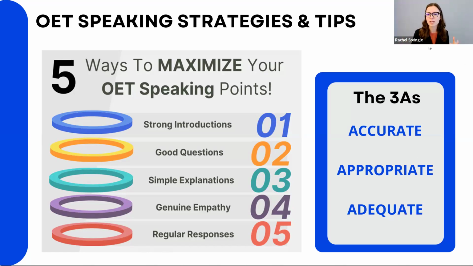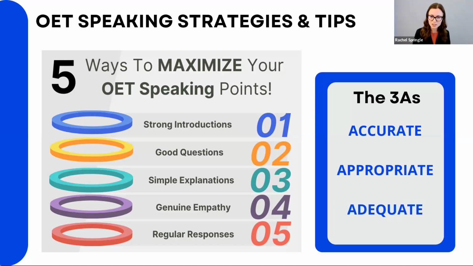what I call the 3 A's. So the 3 things to remember throughout every single role play that you want to be doing there. And the first one is accuracy. So accuracy with pronunciation and accuracy with grammar. How do you know you're accurate?